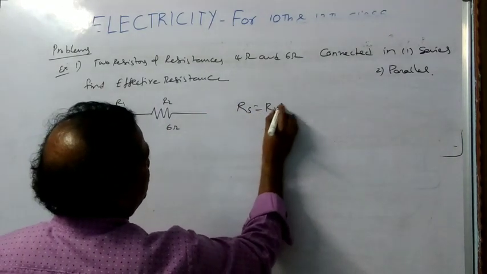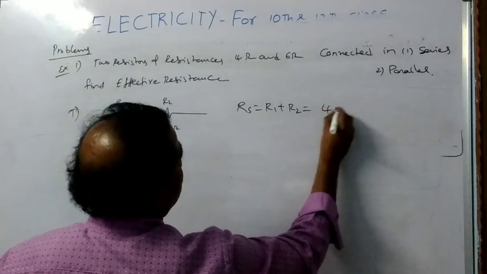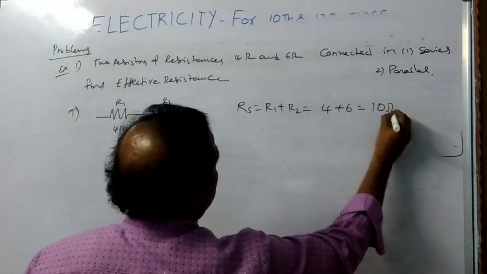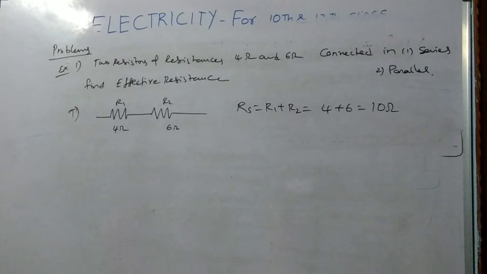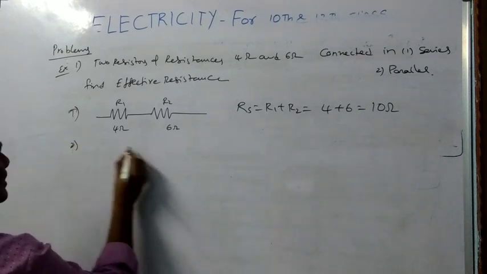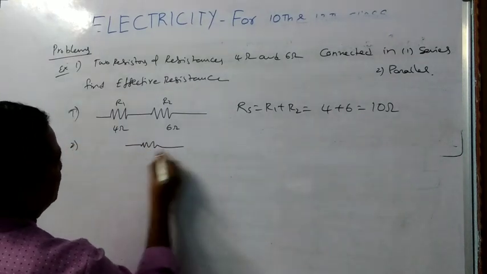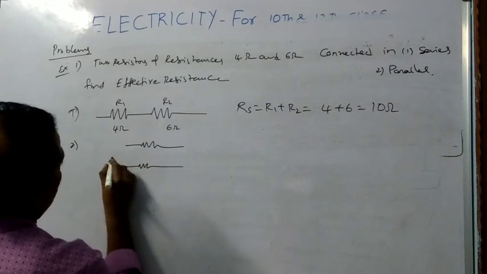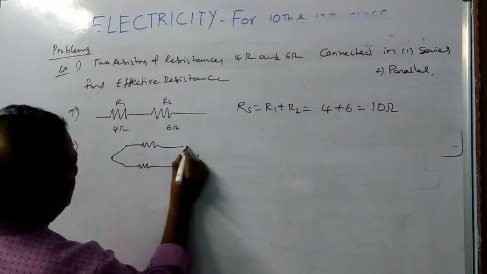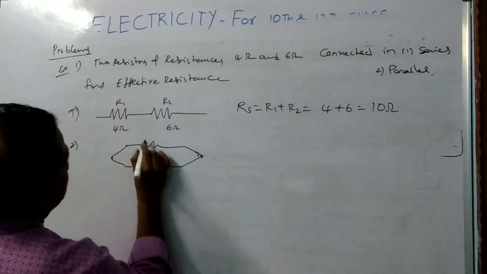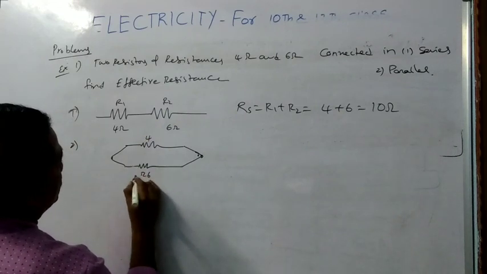Rs is equal to, you can simply write R1 plus R2. That is 4 plus 6 is equal to 10 ohms. Answer is 10 ohms. Number 2, if they are connected in parallel. Parallel means like this: first terminals connected to one end, second terminals connected to the other end. So this is 4 ohm, this is 6 ohm.